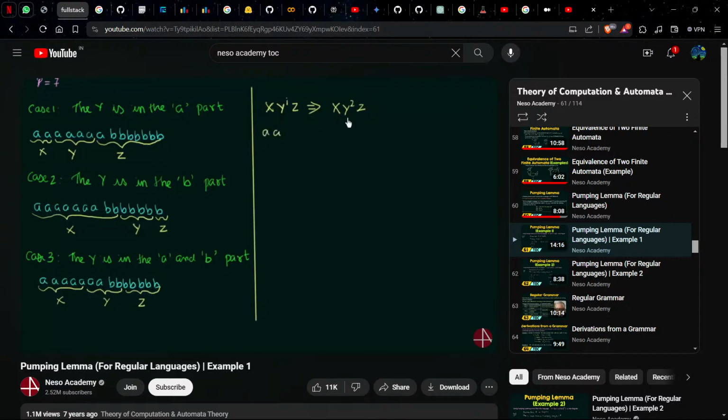So what is my x? x is a, a. And what is my y? y contains 4 a's: 1, 2, 3, 4. And I have to do it twice. That means again I have to repeat y: 1, 2, 3, 4. Alright, then z. z contains 1 a and 7 b's: 1 a and 1, 2, 3, 4, 5, 6, 7. Okay, so we get this string.